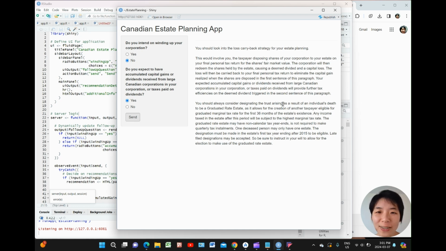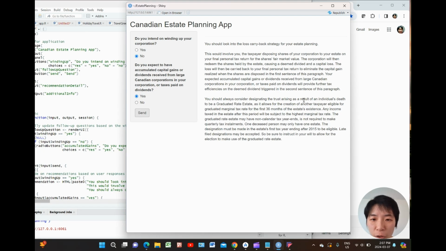So the first sentence of this paragraph says the taxpayer disposes of the shares of your corporation to the estate on your final personal tax return. And your expected accumulated capital gains or dividends received from large Canadian corporations in your corporation, or taxes paid on dividends, will provide further tax efficiencies on the deemed dividend triggered in the second sentence of this paragraph. The second sentence says the corporation will then redeem the shares held by the estate, causing a deemed dividend.